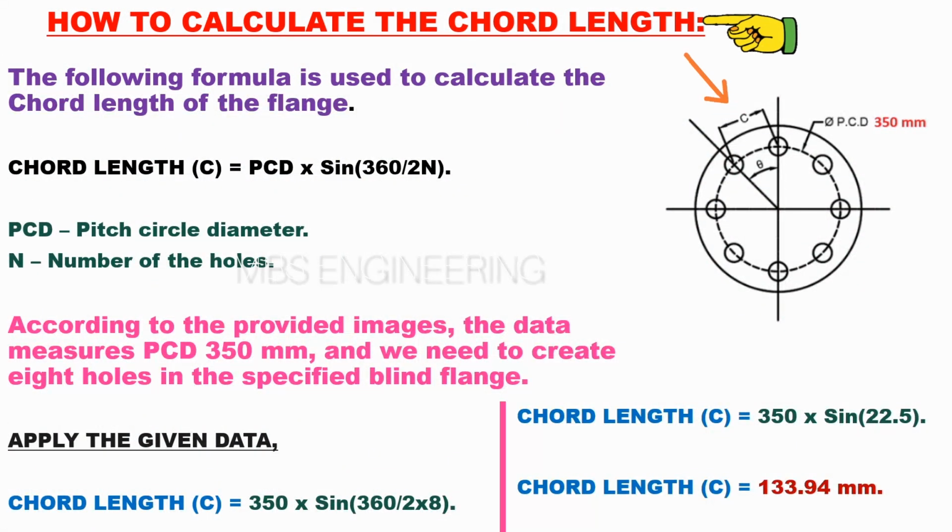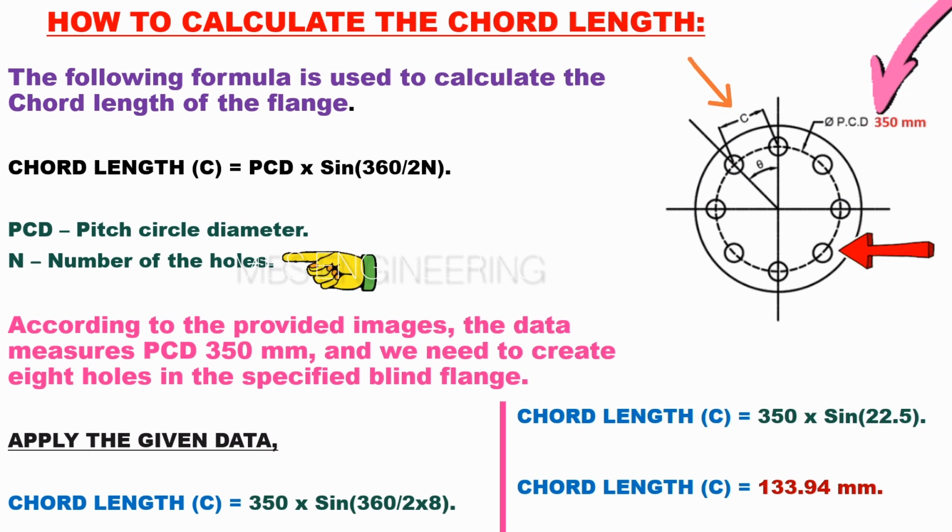Next, we will learn how to calculate the chord length of the flange. Next, the following formula is used to calculate the chord length of the flange. Chord length, C, is equal to PCD multiplied by sine of 360 divided by 2n. PCD is the pitch circle diameter of the flange. N is the number of the holes in the flange.